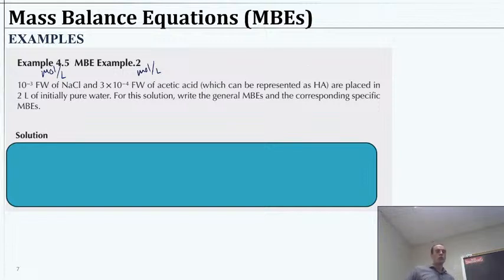These are placed in 2 liters of initially pure water. And I think maybe the formula weight is if it was in 1 liter, so we might have to divide that. We'll check on what the solution says. So the solution might have us divide by 2 there. But regardless, for this solution, write the general mass balance equations and the corresponding specific ones that you can consider.